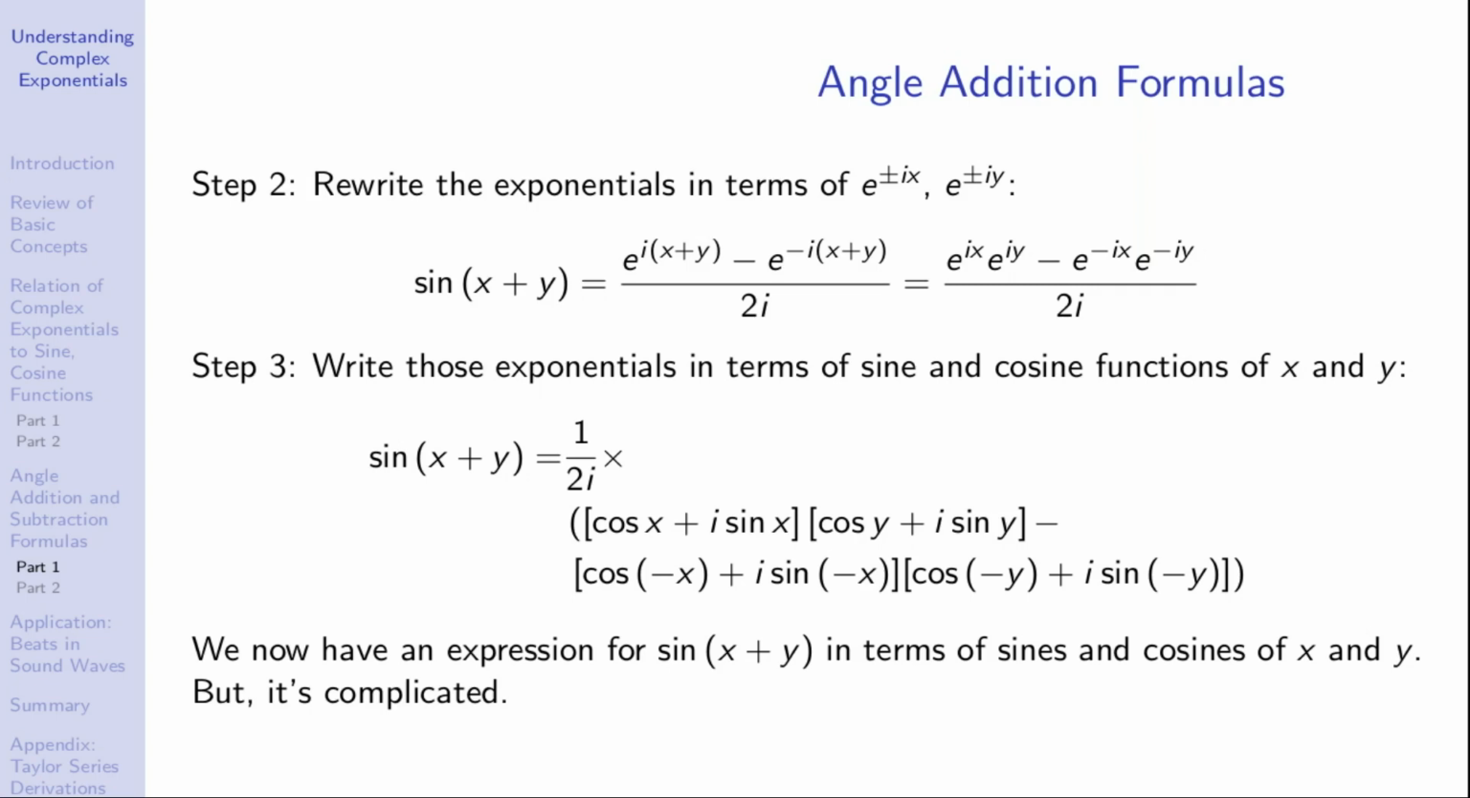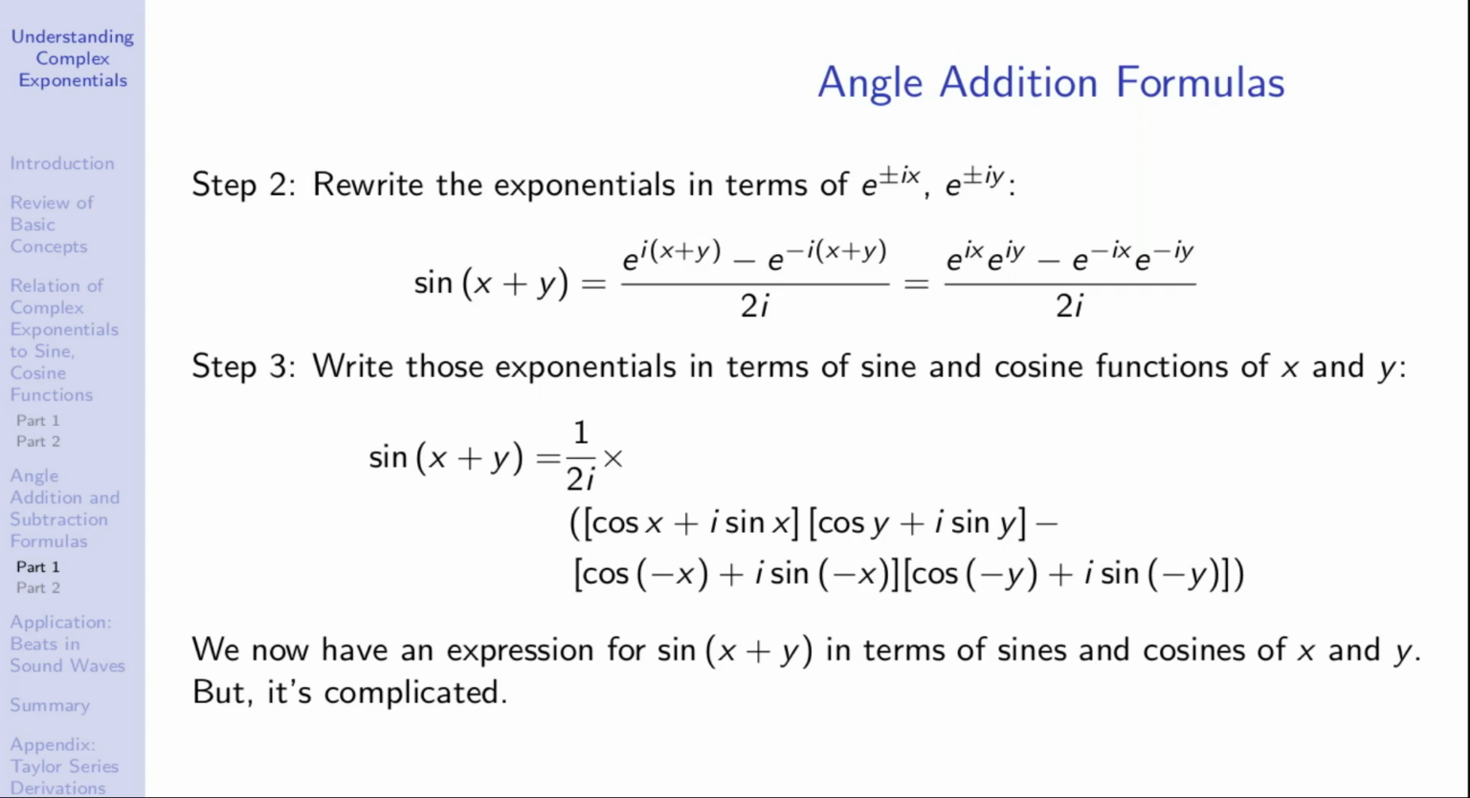Okay, now step 3. We're going to write those exponentials in terms of sine and cosine functions of x and y. Okay, so first of all, in the denominator, we have a 2i. We're going to pull a factor of 1 over 2i out front, just to make things simple. Next, in the numerator of our expression, we had e to the ix times e to the iy, minus e to the minus ix times e to the minus iy.